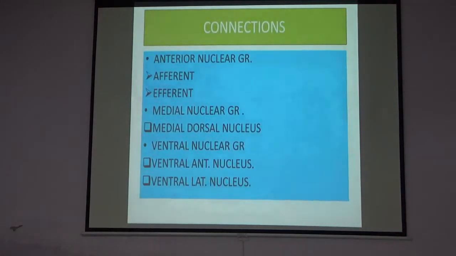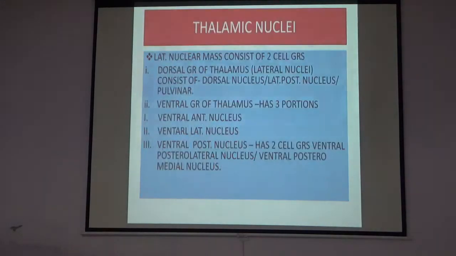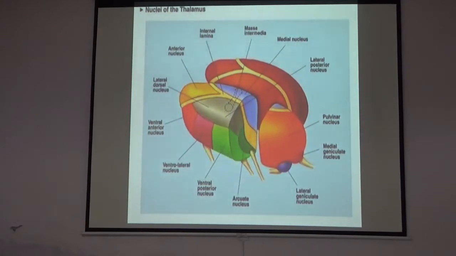Then we come to the connections. Before going into connections, we need to know there are two things: medial geniculate body, you see here, and the lateral geniculate bodies. These two are included as a part of thalamus, and these nuclei are known as metathalamus. So if somebody asks what is metathalamus, it is composed of medial geniculate nucleus and lateral geniculate nucleus, and we'll know about their function as we read further.